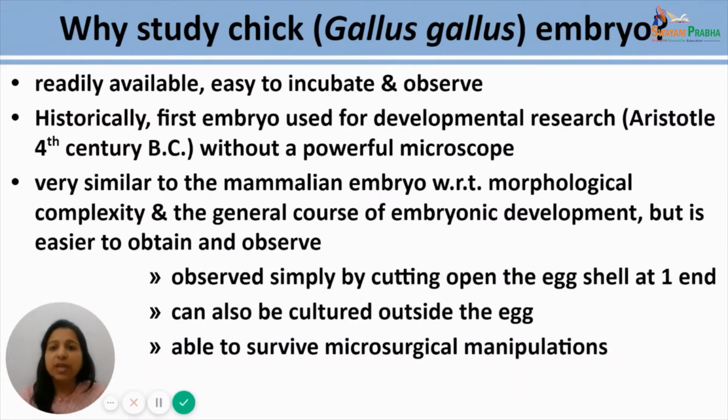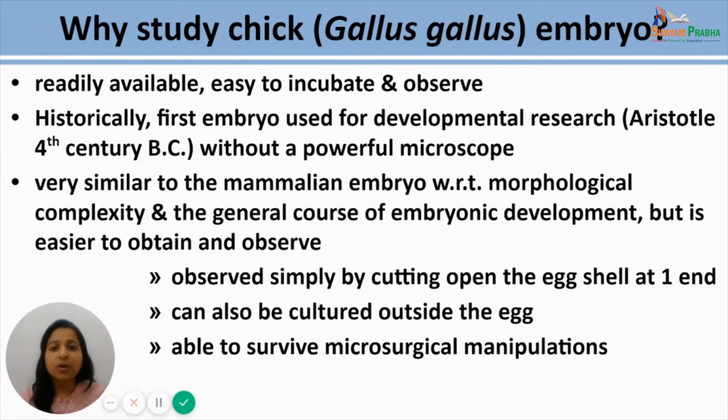Now, the development of a chick embryo is very similar to that of the mammalian embryo with respect to their morphological complexity and the general course of embryonic development. But at the same time, the chicken eggs are quite easy to obtain and observe. So they act as a good substitute for the mammalian embryological studies.